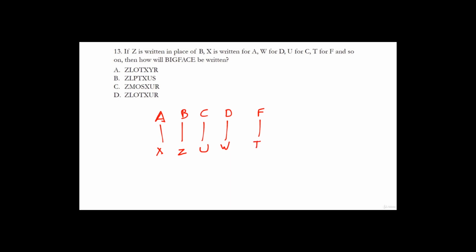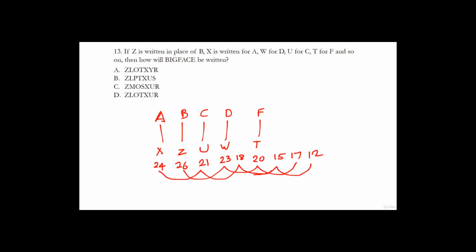Now, in alphabetical order, let us find out what are the numbers that belong to these letters. X is 24th letter, Z is 26th letter, U is 21, W is 23, T is 20. Now let us see a pattern. 24 minus 3 is 21, 26 minus 3 is 23, 23 minus 3 is 20. So 21 minus 3 should be 18, and 18 minus 3 is 15, and 20 minus 3 is 17, and 15 minus 3 is 12.